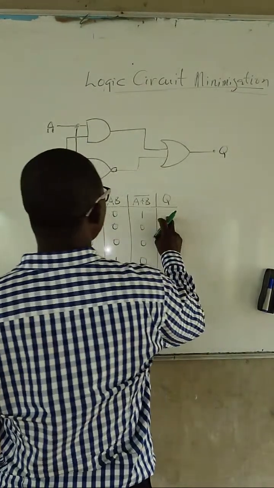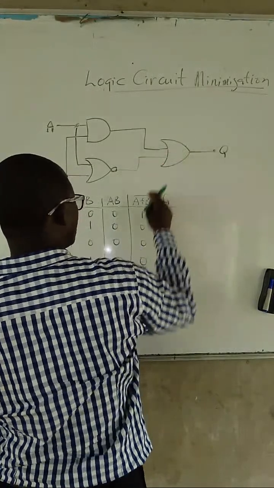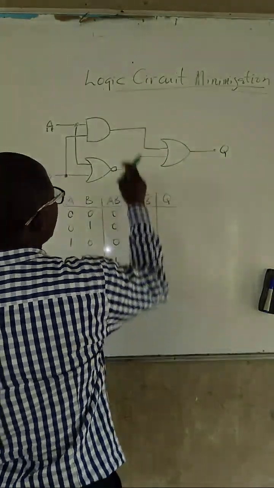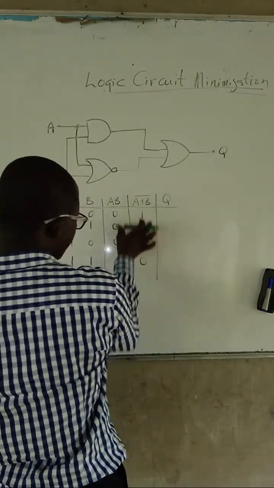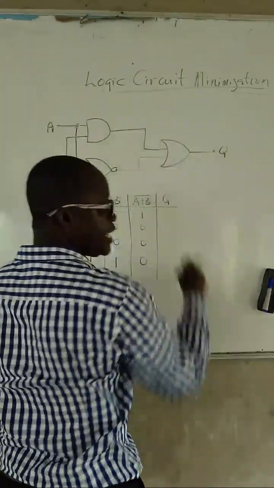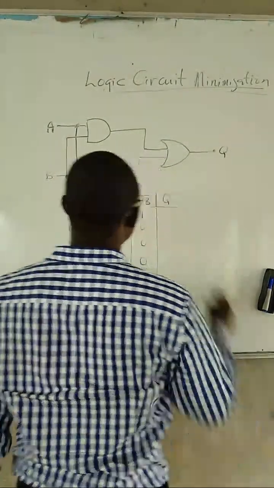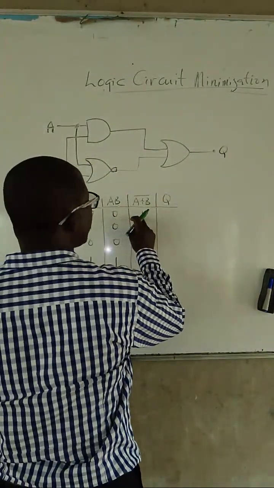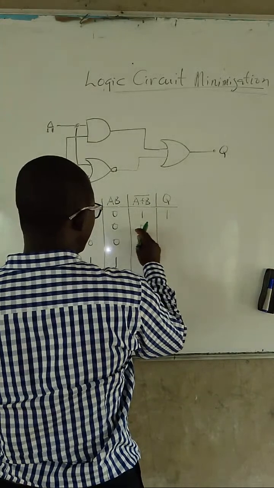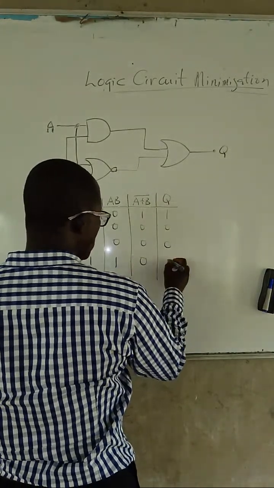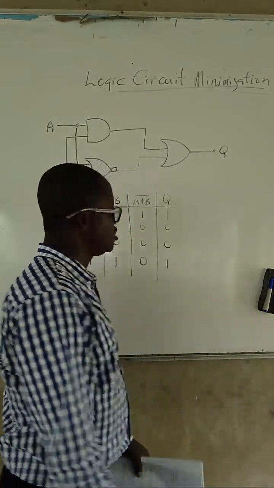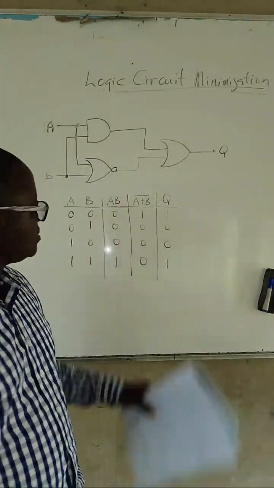Okay, now Q is an OR between these two inputs, the intermediate inputs A, B, and A plus B bar. So we're going to consider these two now as input for the final OR gate. So what we have here will be 0, 1, 1, 0, 0, 0, 0, 0, 0, 1, 0, 1. And that's it. So the final output will be 1, 0, 0, 1.